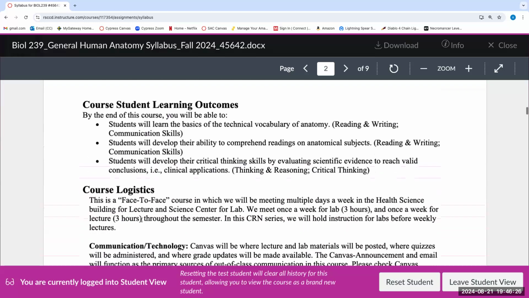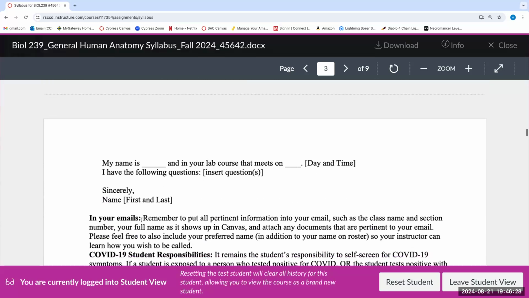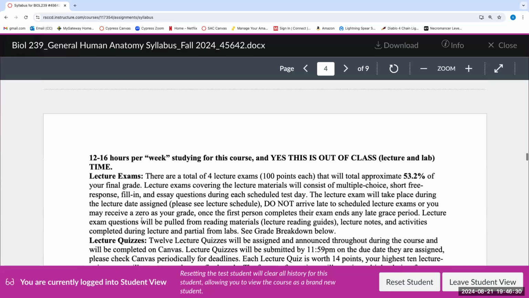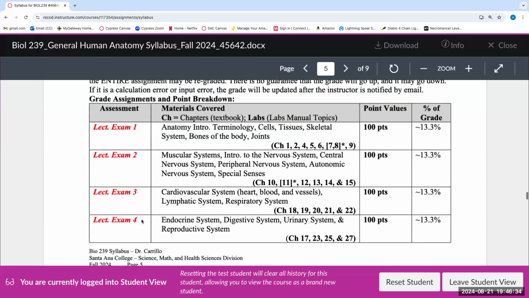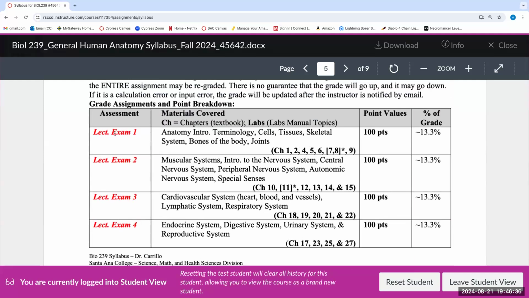What's going to be important is as you scroll down, all the way towards the bottom, you're going to see how you're going to be graded for this course. So here we have lecture exam 1, lecture exam 2, lecture exam 3, lecture exam 4. What I don't want to get, and I'm letting you know this right now, because I'm not going to respond to it, is emails asking what's on tomorrow's exam.